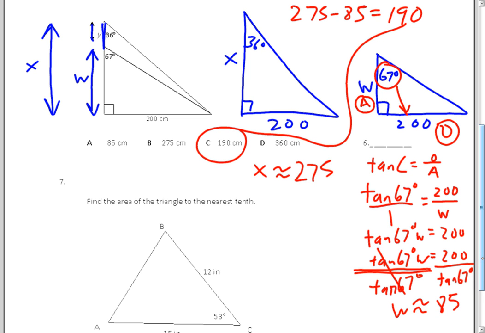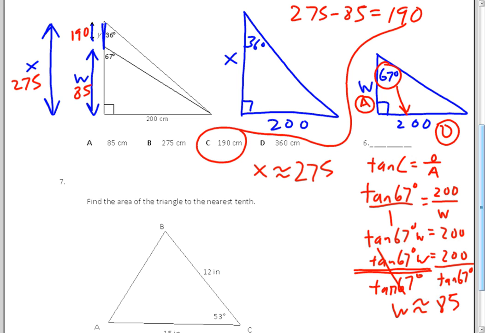If you put it all back into the original, this is 275, this is 85, and this is 190. Does it look like it's drawn to scale? No. So it's not drawn to scale, it doesn't matter. If you actually drew it, it would look more like this, 67, 36. This would be longer than this piece, but it's never drawn to scale, unless you're told it is.